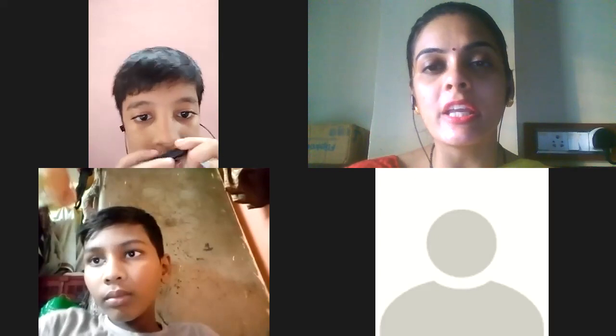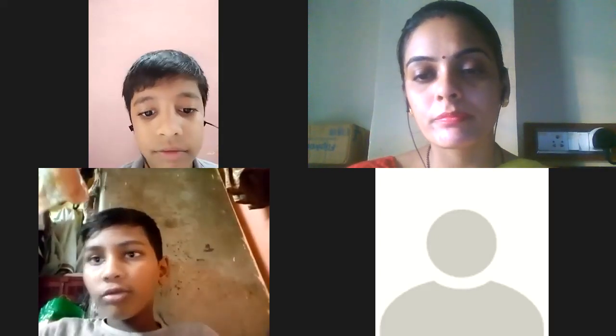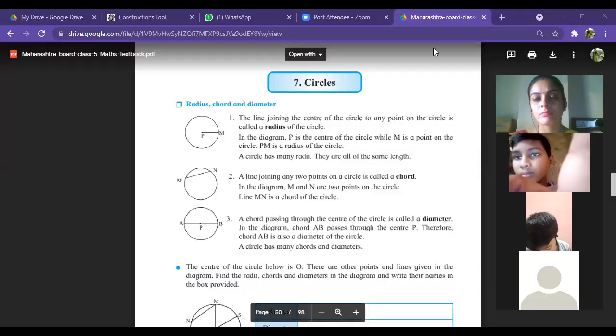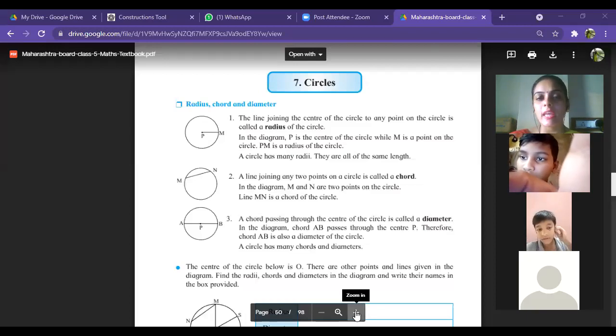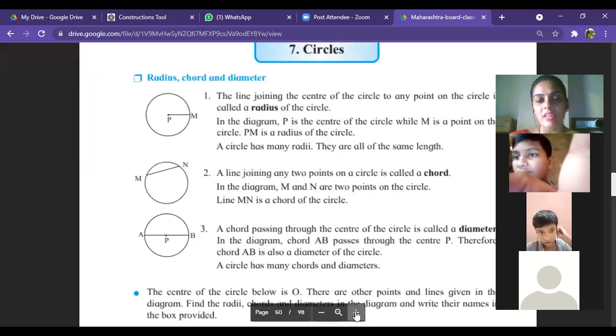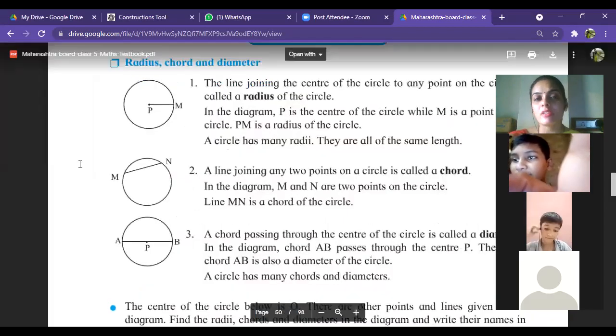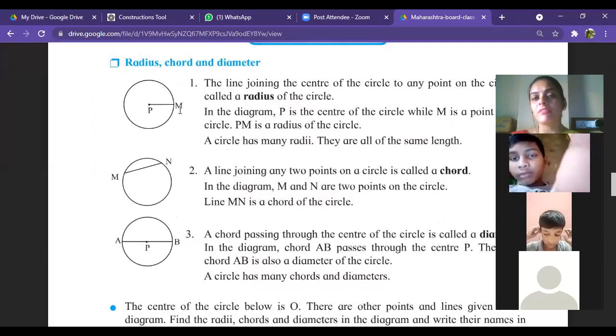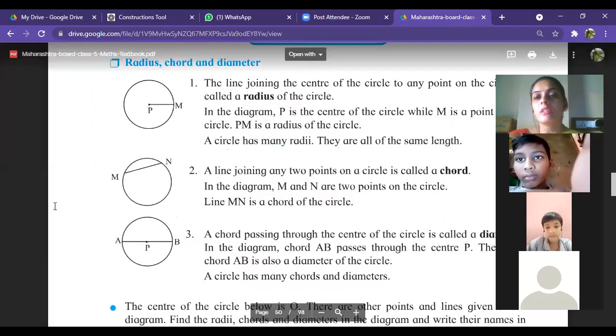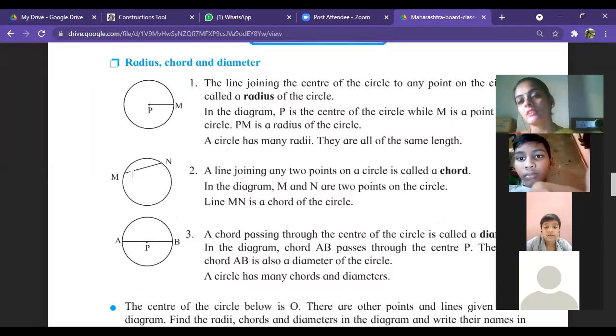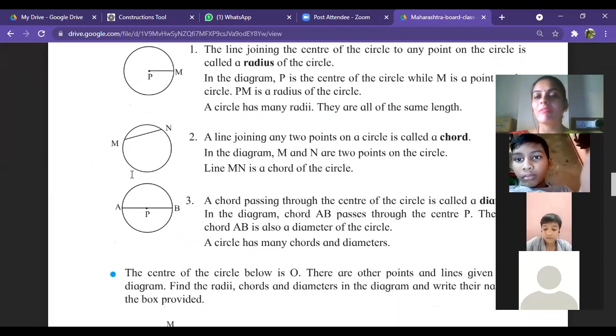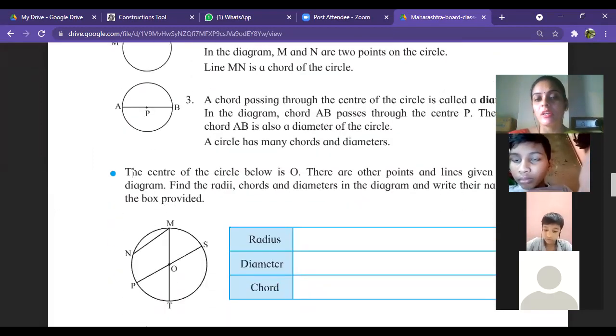Bhavya, is it clear to you? No, 2 centimeter. Now, what is given over here? The same thing which I told you about the circle, right? There is a line from the center to the circumference, that is called the radius. This is the chord, the line joining 2 points on a circle. And the line which divides the circle into half is called the diameter, right?